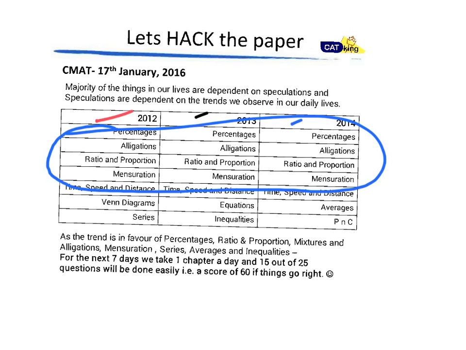For the next 5, 6 or 7 days, we'll take up one chapter a day, which should ideally end up making us attempt 15 out of 25 questions and getting a score of 60, bare minimum 60, with these particular 5-6 topics if things go right, and obviously with good accuracy.